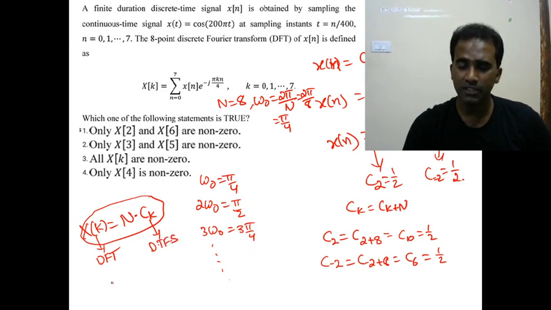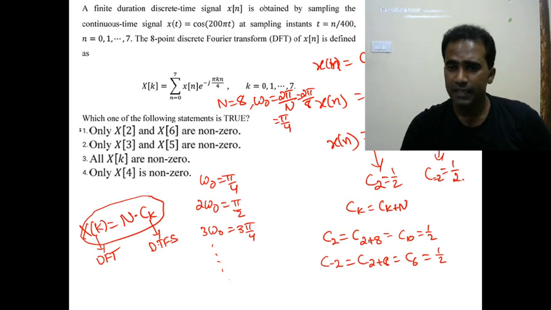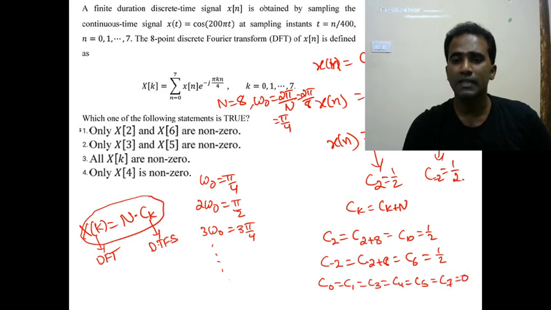If that is the relation, and C2 is half and C minus 2 and C6 are half, tell me the other values. The other coefficients are 0 because the other frequencies are not present here. C0, C1, C3, C4, C5, C7 are all zeros. Only C2 and C6 are non-zero.